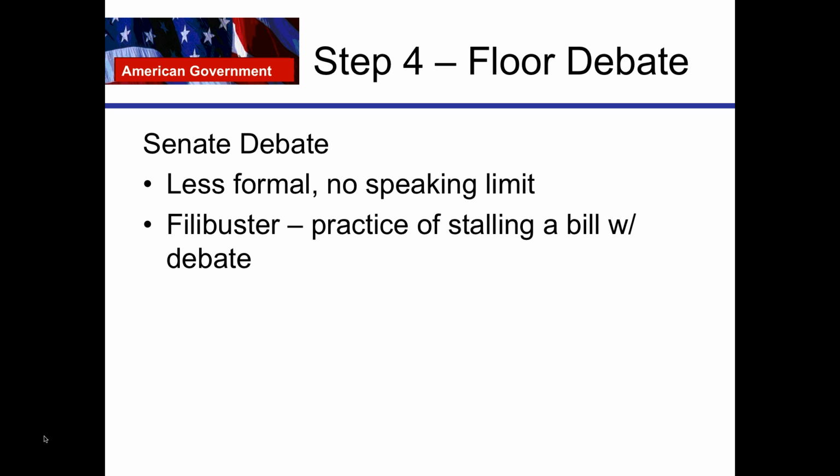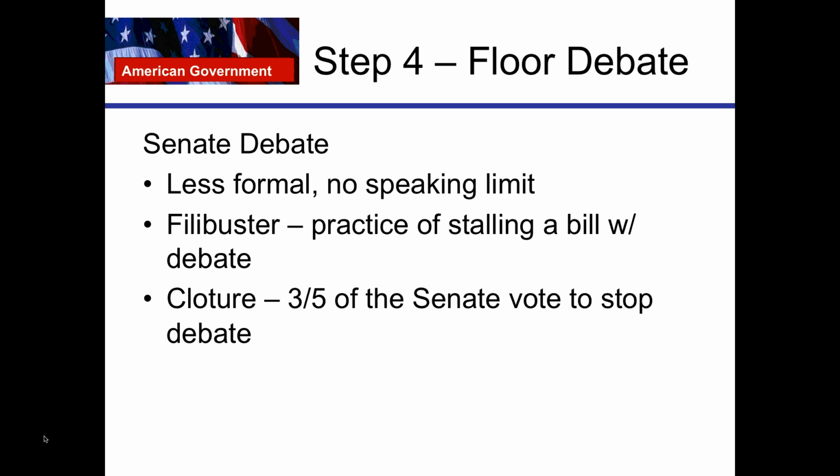Now, there is a way to end a filibuster. It is called cloture. 3/5 of the Senate has to vote to stop debate. So because filibuster exists in the Senate, in reality it takes 60 votes to pass anything in the Senate. If not, the bill will generally be filibustered if you do not have those 60 votes.